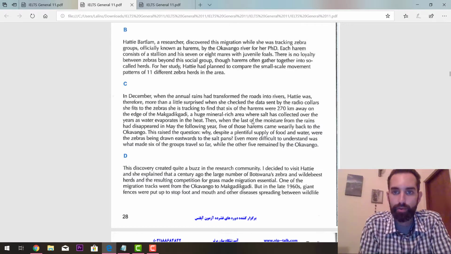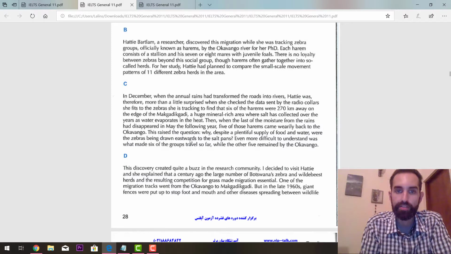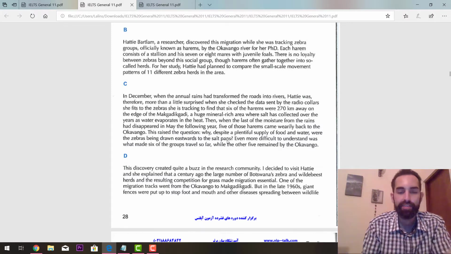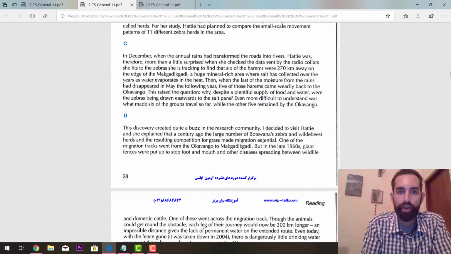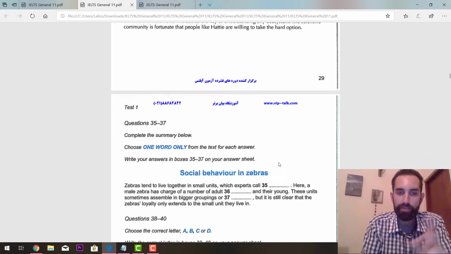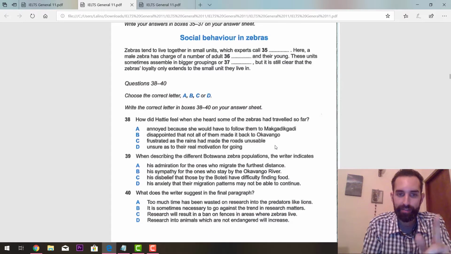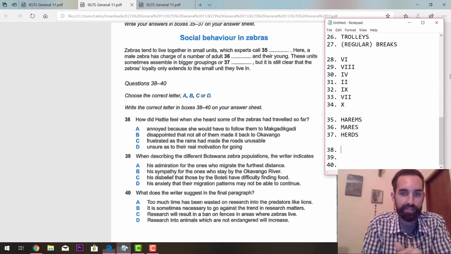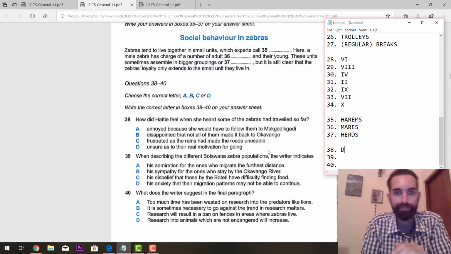Then, when the last of the moisture from the rains has disappeared in May the following year, 5 of those harems came wearily back to the Okavango. This raised the question, why, despite a plentiful supply of food and water, were the zebras being drawn eastwards to the salt pans? So yeah, she was unsure why they were going. So yeah, that's D. Remember that information. It helps if you can remember what you've read through, and so you can match it up with this. So this is D, because it's unsure as to their real motivation for going.